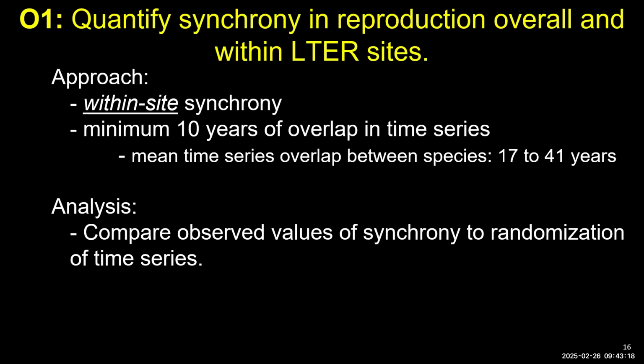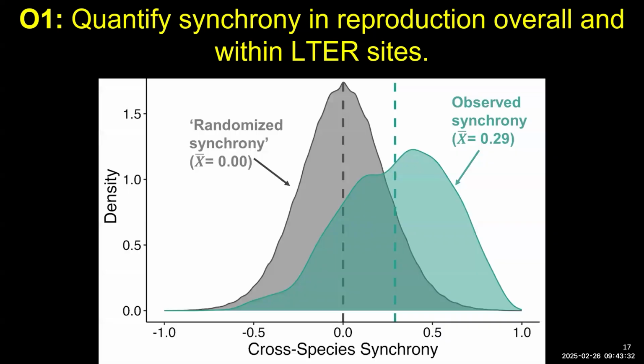And then in order to do this, we just compared the observed synchrony to taking each of the time series that actually exist, randomizing those, and then said, okay, well, how synchronous are they? And this is what we found. So on the x-axis is the cross-species synchrony, the synchrony between pairs of species, and it's a density plot. The randomized synchrony is what we would expect. It's centered around 0 because it's all random.